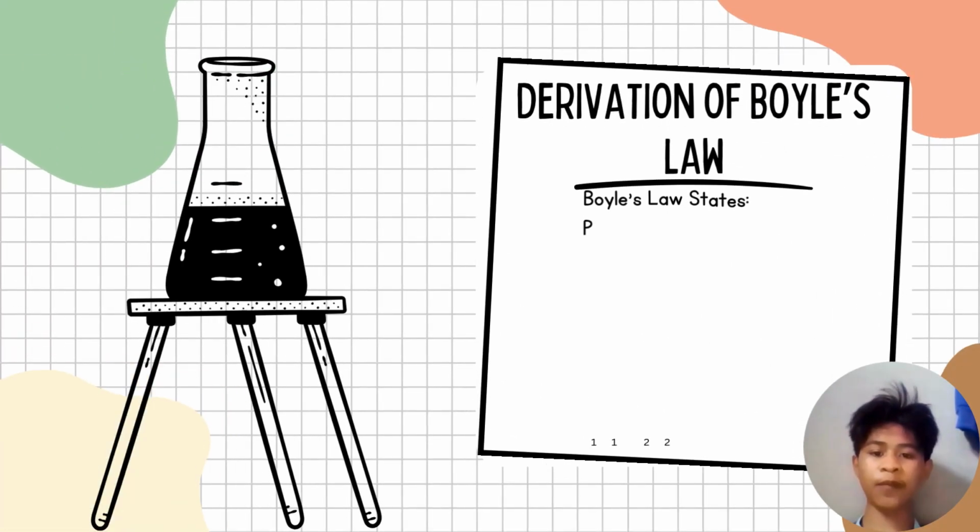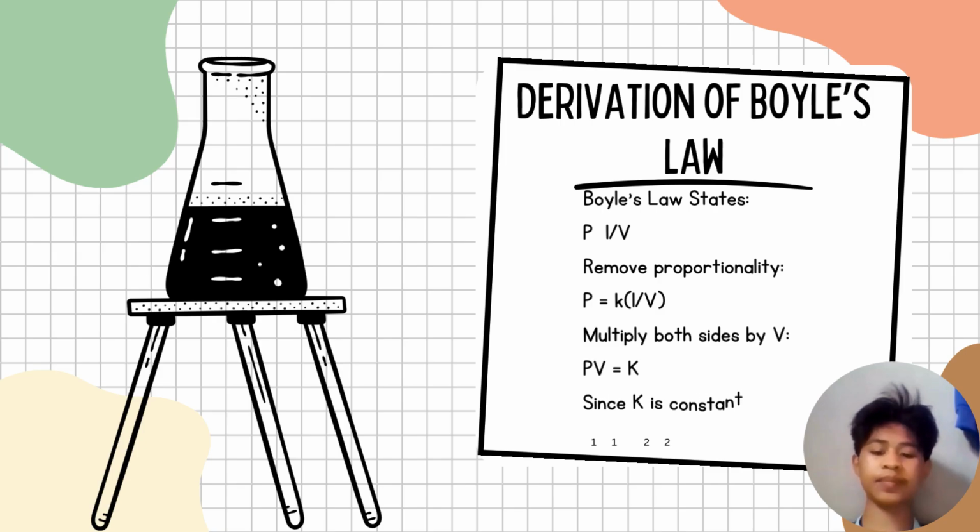Pressure is inversely proportional to volume. If the volume gets smaller, then the pressure gets bigger, and vice versa. Pressure is proportional to 1 over volume. We multiply by a constant to remove proportionality. Now, pressure times volume equals a constant. So, if we know the first pressure and volume, we can now find the second.